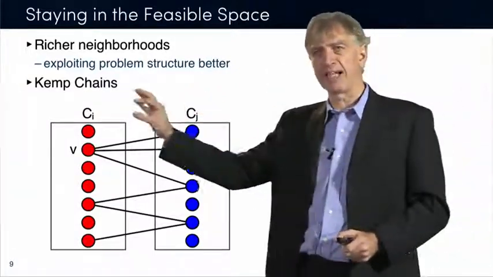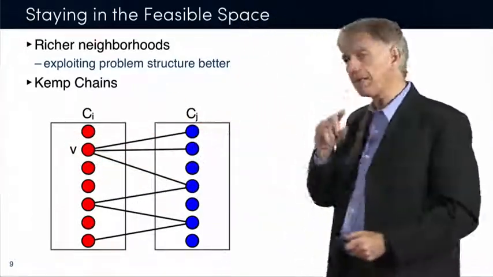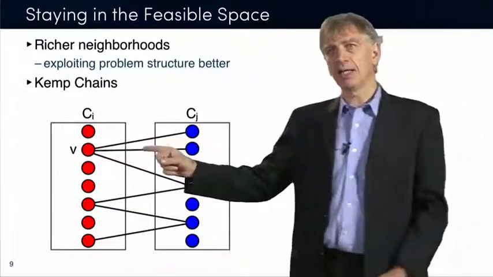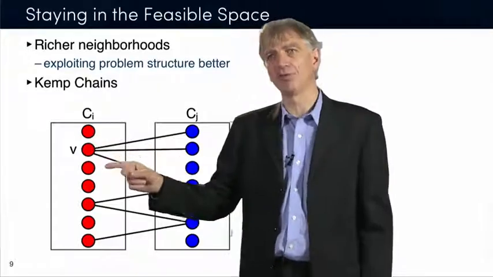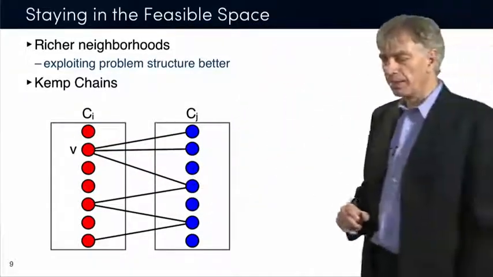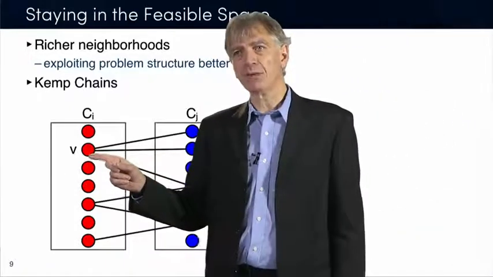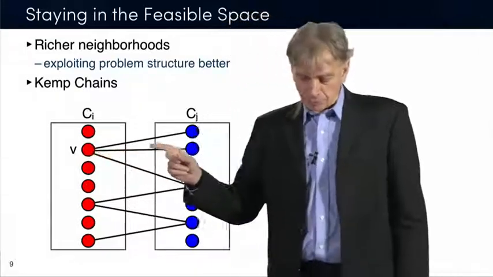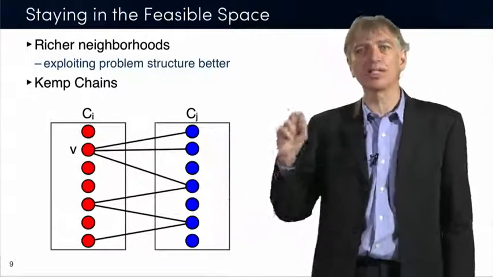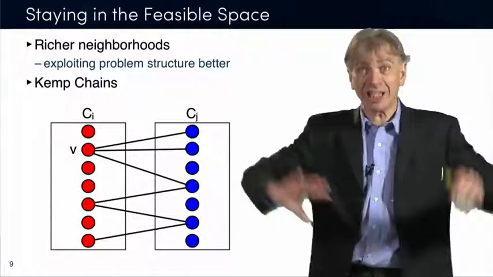And this is called Kempe chain. So let's look at two color classes here, Ci and Cj. And look at one of the vertices here, v. Assume that you want to change the color of v to blue. It's red right now, it has to go to blue. Now, it's very difficult to do that right now, because v is connected to these three vertices which are already colored blue. And therefore, if you color v blue, you will have three constraint violations, and you can't do that.